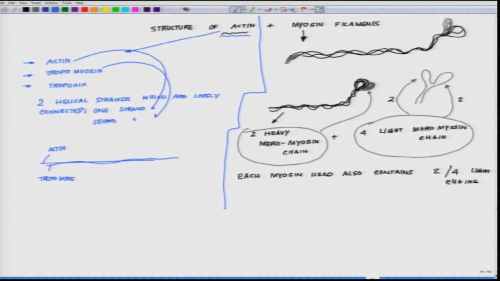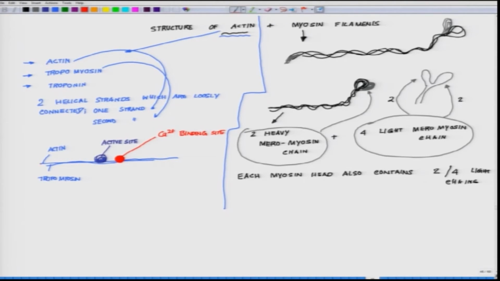tropomyosin, then you have something called active sites on it. Let us put a different color out here. Active site, and then you have calcium binding site, which is something new I am introducing now, called calcium binding site. So, I think at this stage you people need to know only 4 things.